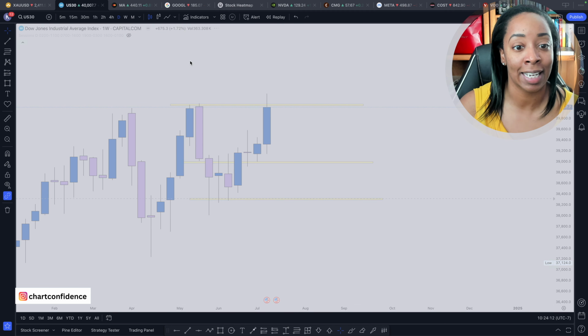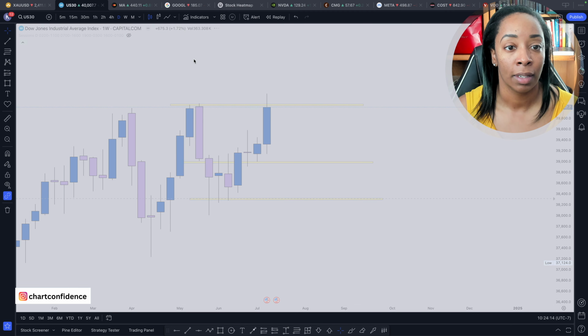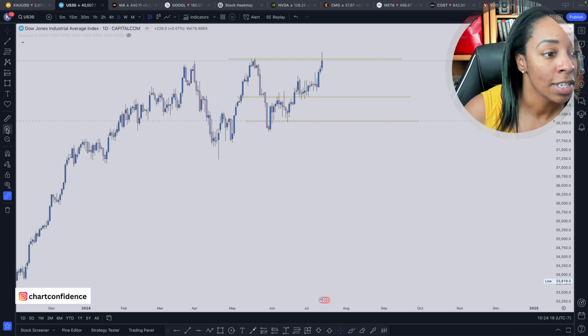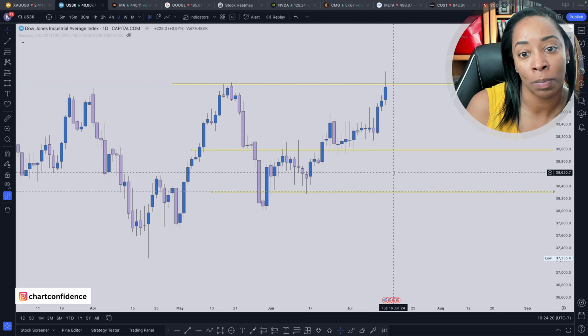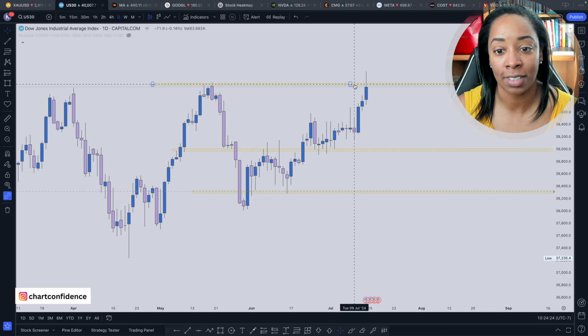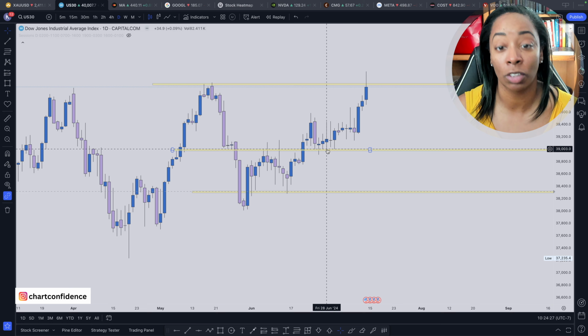So let's go down to the daily time frame. And there we go. Don't know why that took so long. All right, so let's go ahead and zoom in so that way we can look at price a little bit better. So I still like this level right here. This level is still looking amazing.